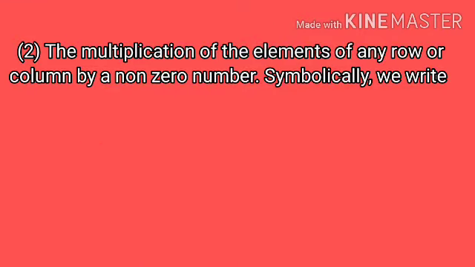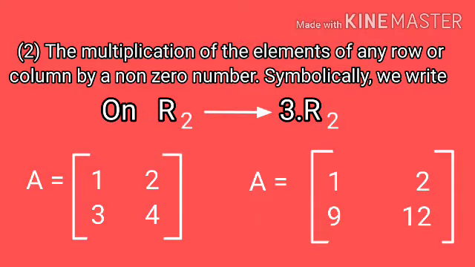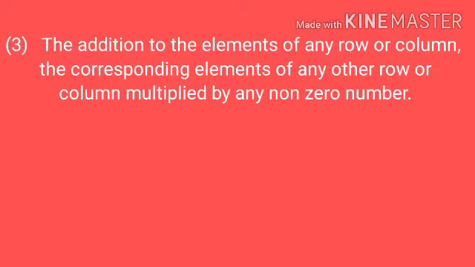Now the next operation is the multiplication of the elements of any row or column by a non-zero number. Suppose we want the second row multiplied by 3, then first we write R2 becomes 3 into R2. Let matrix A be, suppose, 1 2 3 4. Now the second row multiplied by 3: first row 1 2 as it is, and the second row multiplied by 3, then 3 into 3 is 9, and 3 into 4 is 12. The same applies to column operations, which will be done on columns.